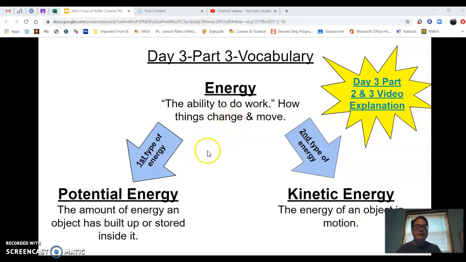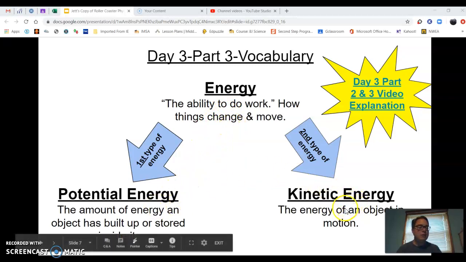And there's two basic types of energy: kinetic energy, energy of motion. Anytime something's moving, that has kinetic energy. Potential energy is the stored energy based on a position it has in a field, like a gravitational field.